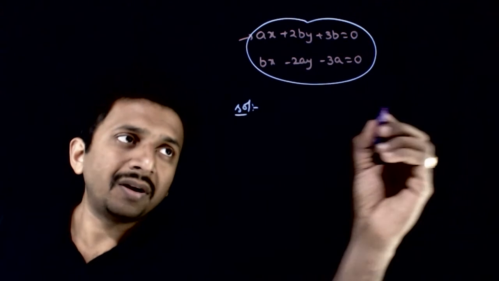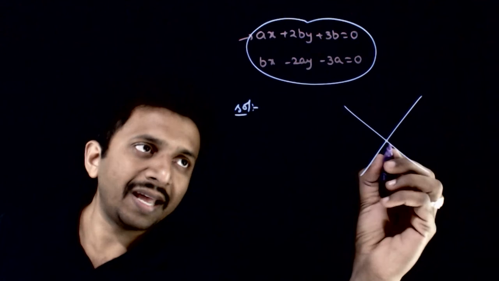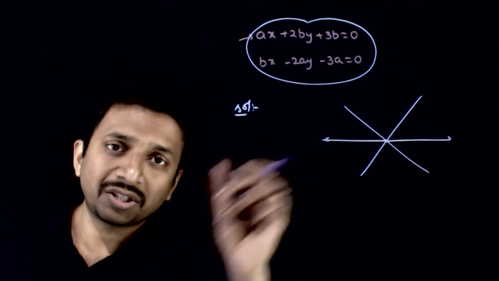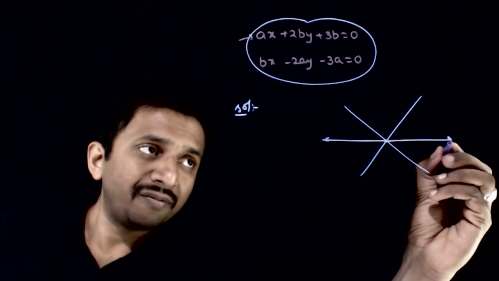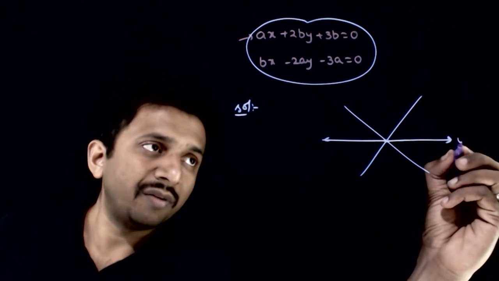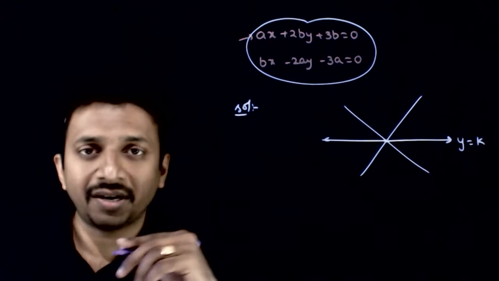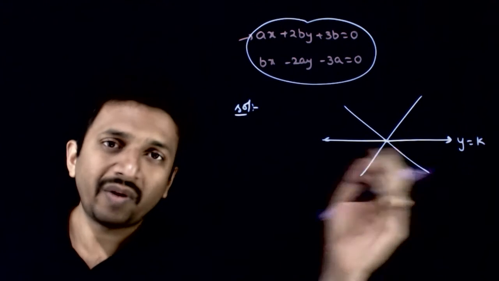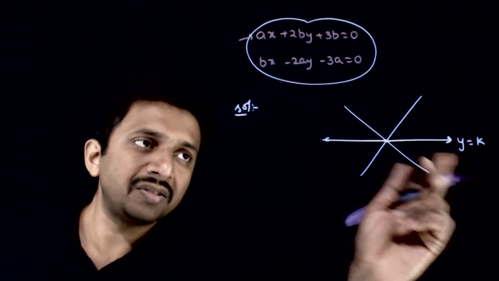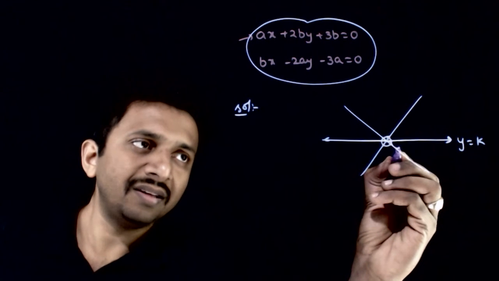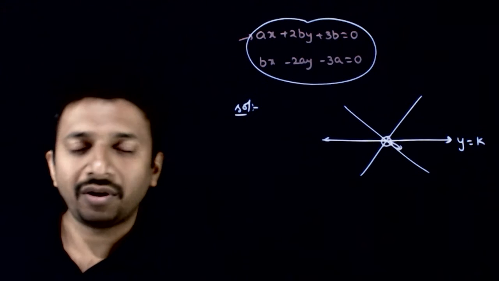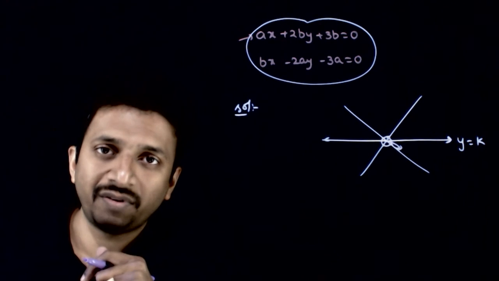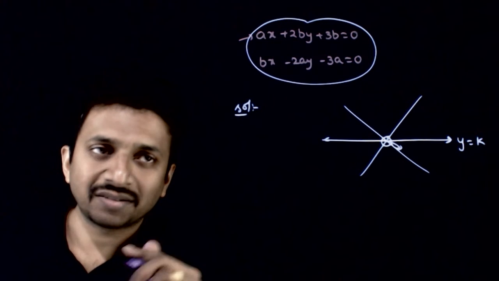So if I want a horizontal line passing through the point of intersection of these two curves, the equation of this line will be of the form y is equal to some constant, right? The line parallel to x-axis will be of the form y is equal to constant, and this constant will be the same as the y coordinate of the point of intersection. So I'll be more interested in finding the y coordinate of the point of intersection of these two lines.